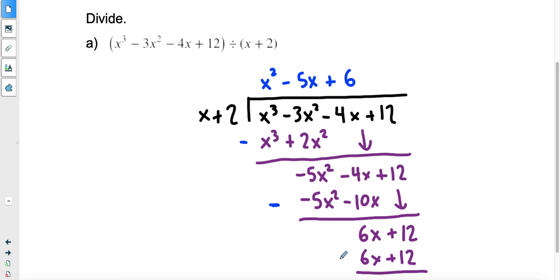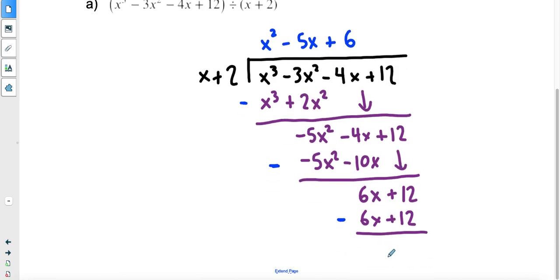And again, I'm going to subtract these. 6x plus 12 minus 6x plus 12, and that's going to give me 0. So again, what does this mean now? Well, first, my remainder here is 0.